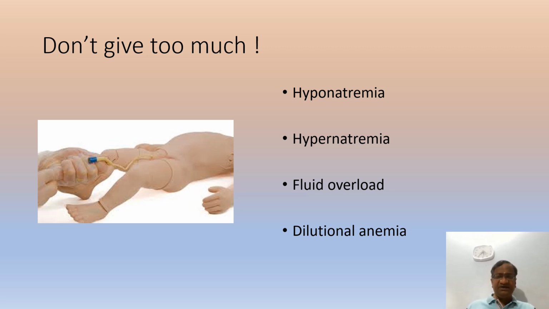Hyponatremia, hypernatremia, fluid overload, and dilutional anemia. This is very important because this child's blood volume is only 60-70 ml per kg. So 10 kg means already 700 ml. If you give 200 ml, see the dilutional anemia. That is not given importance usually in many books. So you should think of dilutional anemia.